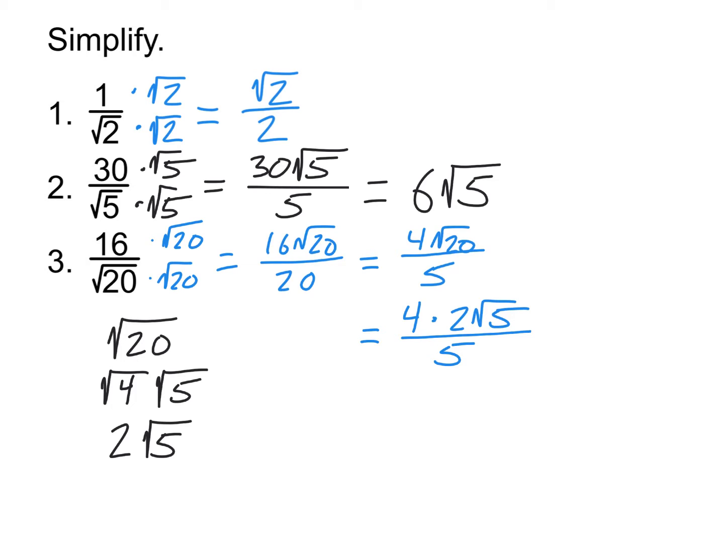Now since we're multiplying them, yes, I can actually multiply the 4 and the 2. If it was adding, no, I couldn't because they're not like terms, but multiplying, they don't have to be like terms. So that's going to be 8 root 5 over 5.